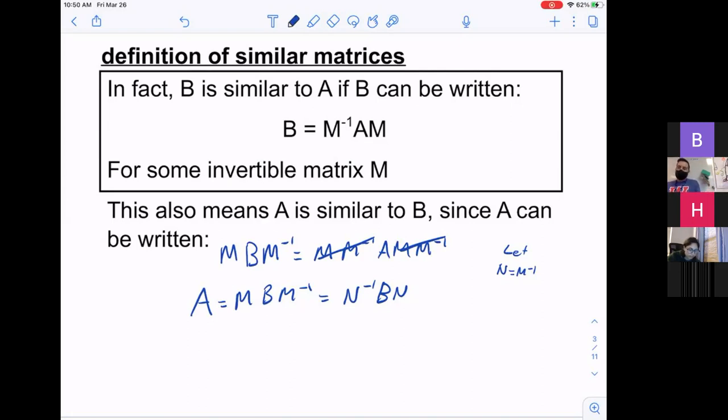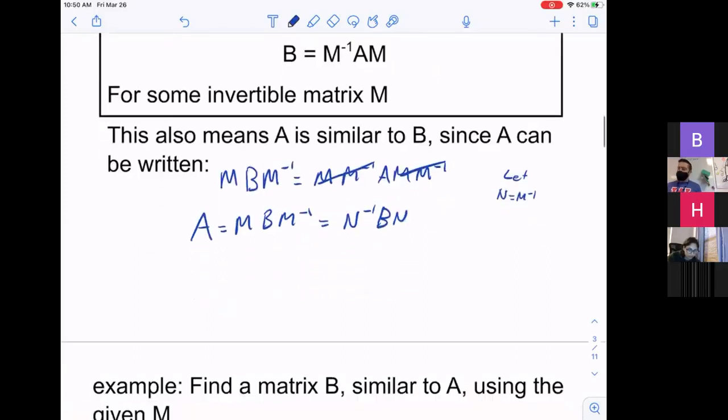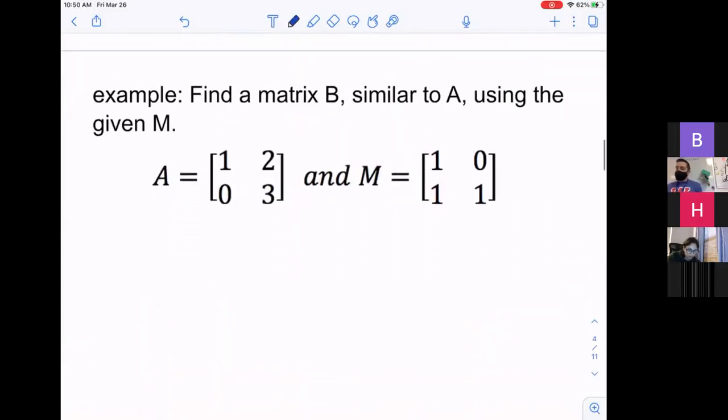Like, here's two similar matrices. What M did we use? We're not usually looking for it that way. That would be really difficult. So we're usually looking more for, are these things similar, or create one using this M or something like that.